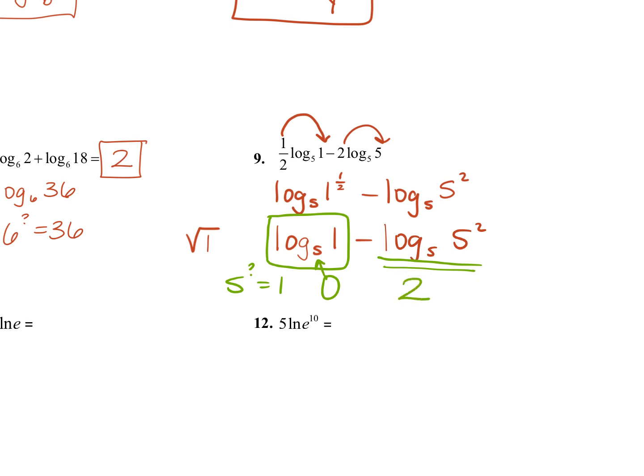So this is equal to 0. This is equal to 2. And we are subtracting. 0 minus 2 is -2. Okay? That's how I would do it.